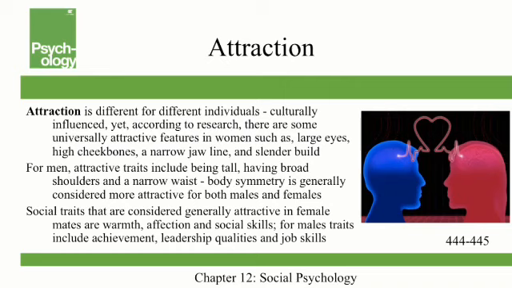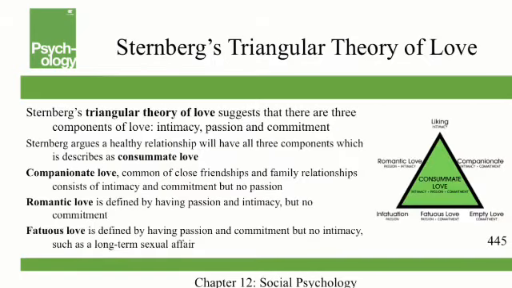People want to be with someone who is kind to them, and who wouldn't want that? There's also something called the matching hypothesis, which asserts that people tend to pick people that they view as equals in physical attraction and social desirability. And this leads us to Sternberg's triangular theory of love. This suggests that there are three components of love: intimacy, passion, and commitment.